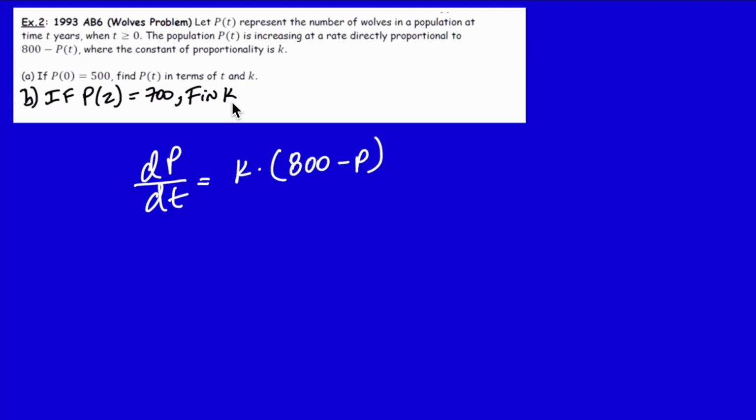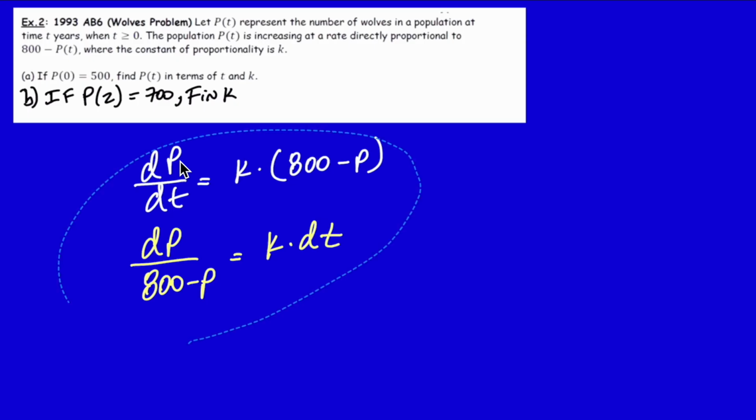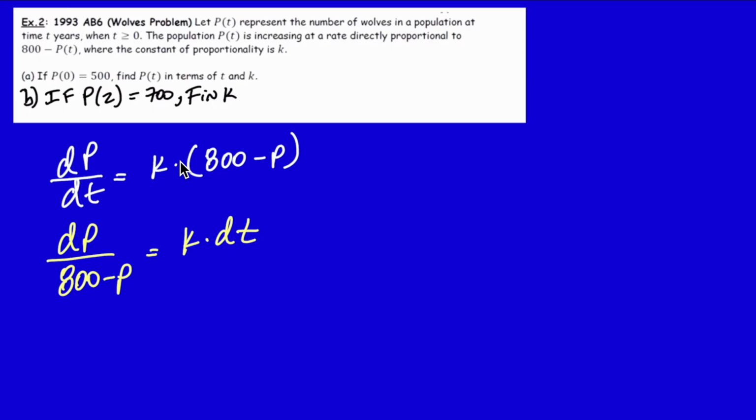Okay, we're going to be solving for p because the p is up here in the numerator. And let's see, we're going to multiply by dt and divide by 800 minus p. So that's going to give us dp over 800 minus p equals k times dt. Okay, let's integrate the left side first, and we're going to use u substitution.